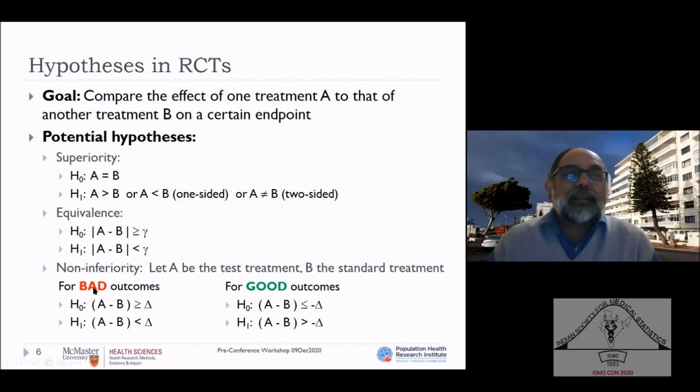So if something is bad, and this is the standard and you're taking the difference of the new from the standard, you might tolerate it to be slightly worse, but you would not tolerate it to be too much worse. So you don't want the difference to be too small, okay? And the opposite happens for good outcomes. These capital deltas are called the margins, and we're going to go now specifically in detail into how we interpret these non-inferiority hypotheses and also how we select the margins.